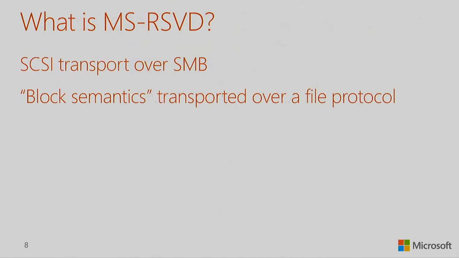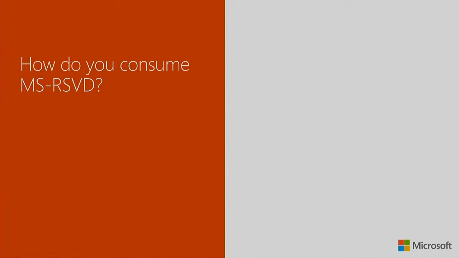Okay. All right. So what is it? We talked about it a little bit. It's a SCSI transport over SMB. It's full SCSI. It's just a transport, any SCSI commands you want. We talk about block semantics transported over a file protocol. Okay. So now I'm going to switch gears a little bit and talk about the protocol itself.